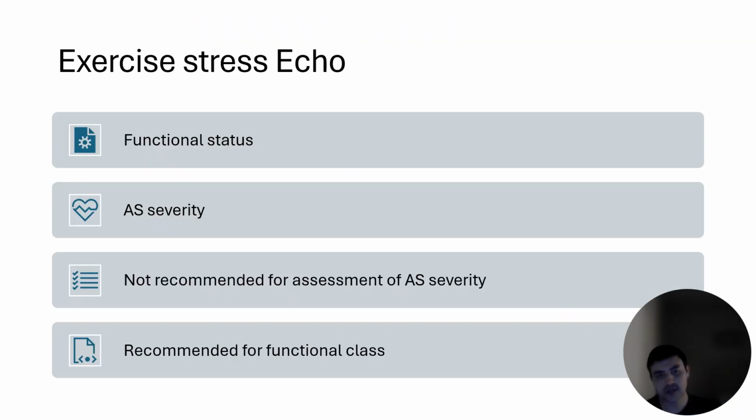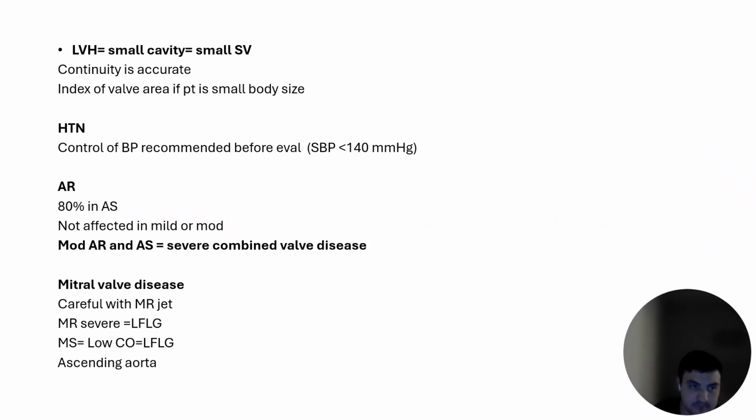So then we're going to continue with exercise stress echo. What is exercise stress echo important for? Sometimes you may have asymptomatic severe aortic stenosis. You want to see the functional status, but you also want to know the aortic stenosis severity. For example, you have a valve area of less than 1, but the velocity is not that high, and the patient is asymptomatic. You can use exercise stress echo. It is not recommended for assessment of aortic stenosis severity, and it is recommended for functional class. So you can evaluate functional status, but it's not recommended for assessment of aortic stenosis severity.